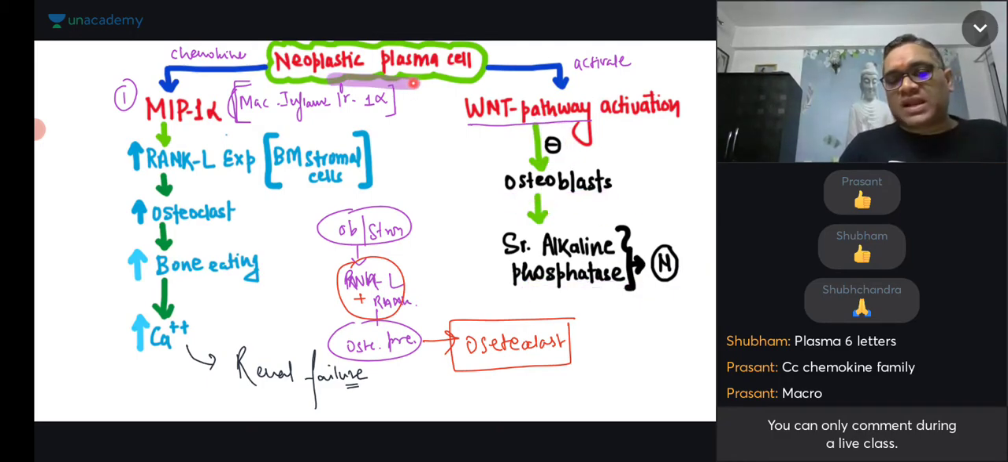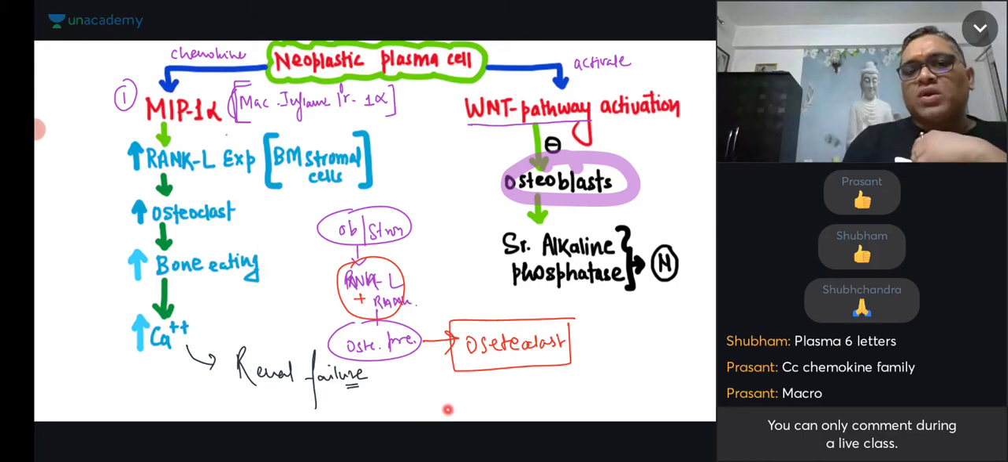So now you understood that plasma cell is activating the osteoclast and also inhibiting the osteoblast, right? So there are two functions: activation of the osteoclast, inhibition of the osteoblast. So what is the usefulness of this point in our clinic?